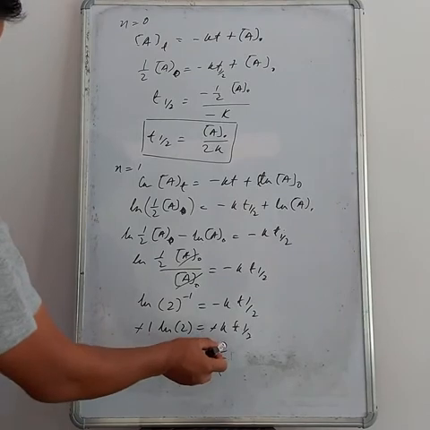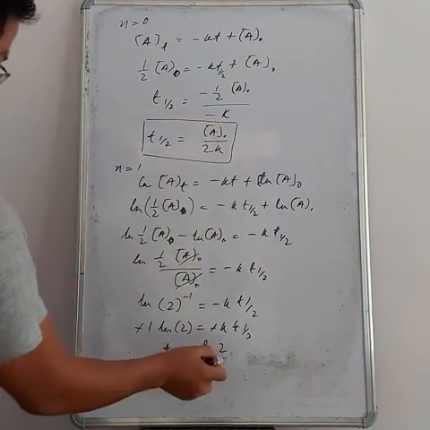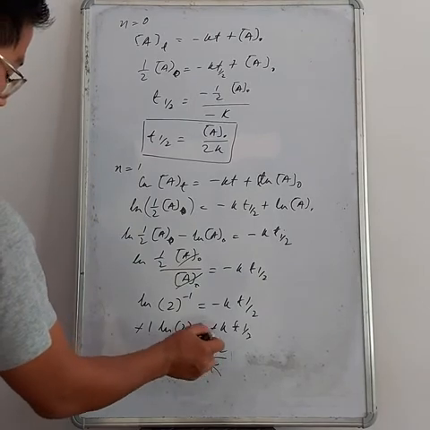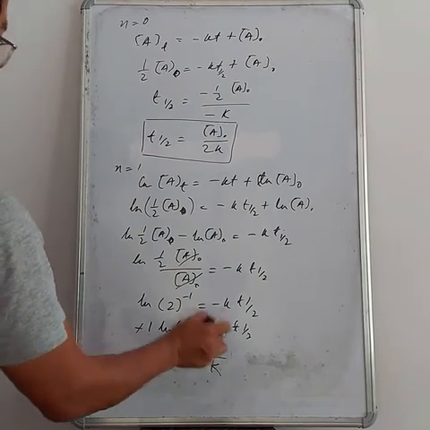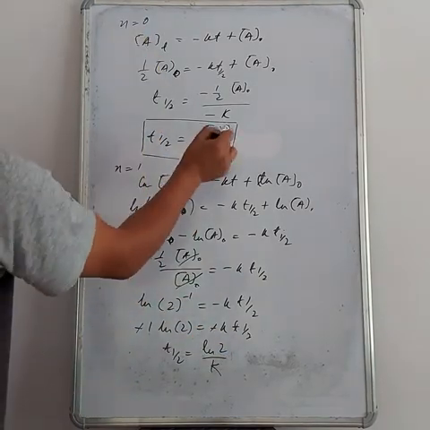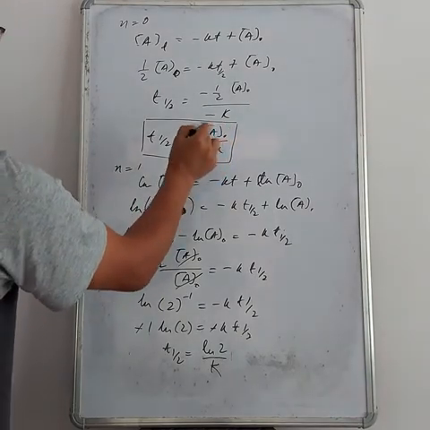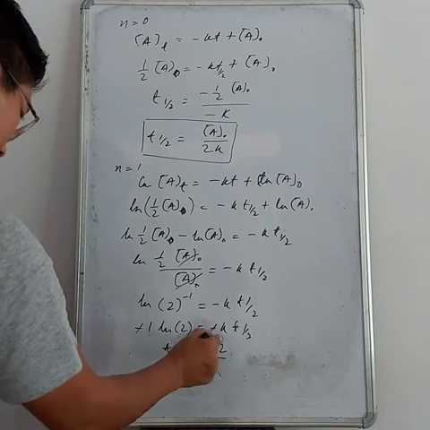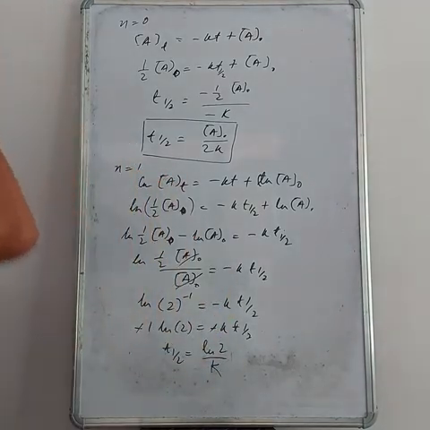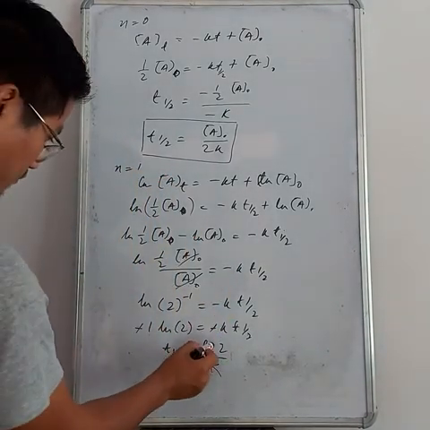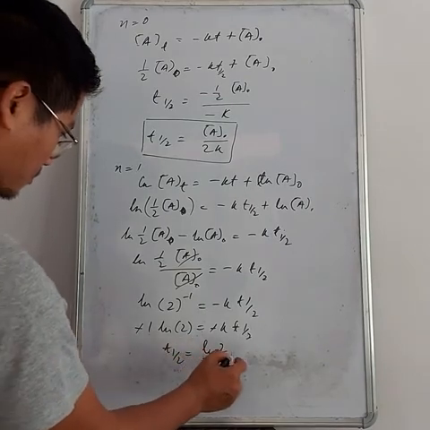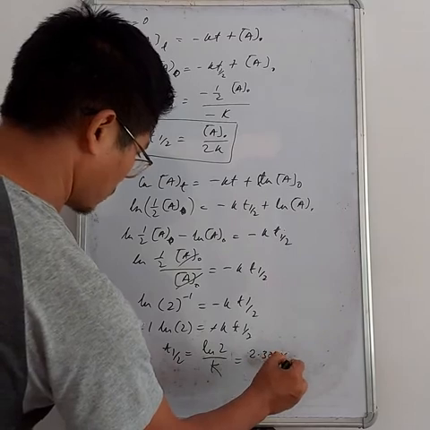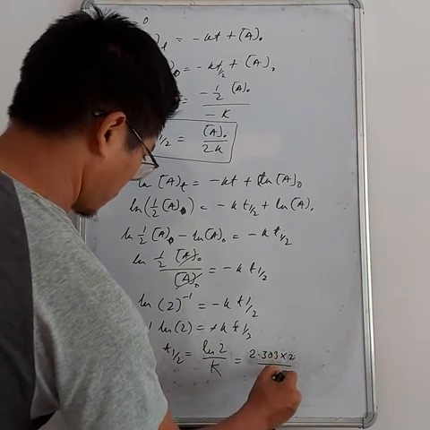Now here you can see that in the first order, the T half is independent of the concentration of the reactants. But zero order is dependent because there we have the initial concentration, but in first order it is independent of the initial concentration. As I mentioned, if you want to convert this to log to the base 10, then you simply have to multiply it with 2.303 into 2 divided by k.